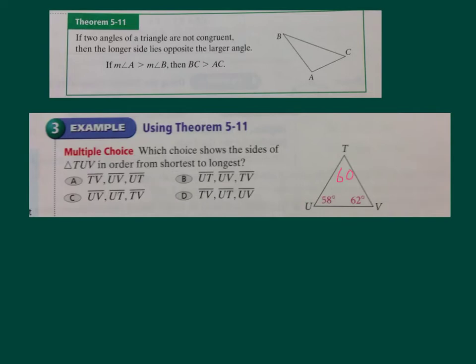Now we can figure out the shortest side is opposite the smallest angle, so TV is going to be the shortest side because it's opposite the 58 degree angle. UV will be the next longest side because it's opposite the 60 degree angle, and the longest side of the triangle would then of course have to be TU because it's opposite the biggest angle, which is 62 degrees.